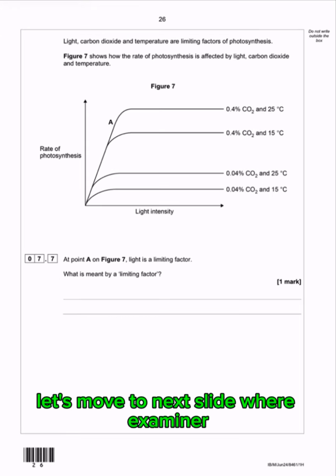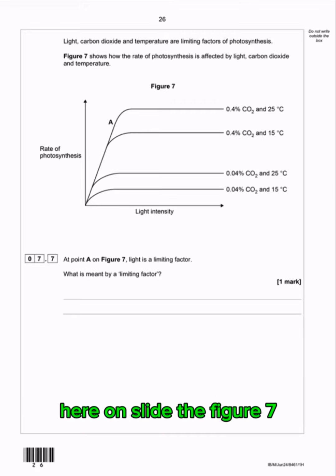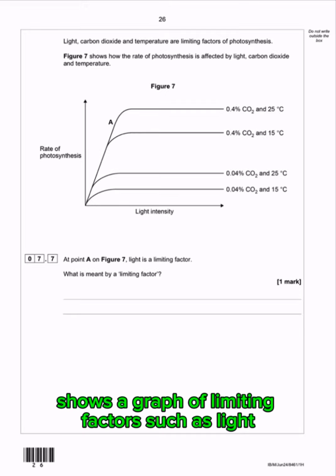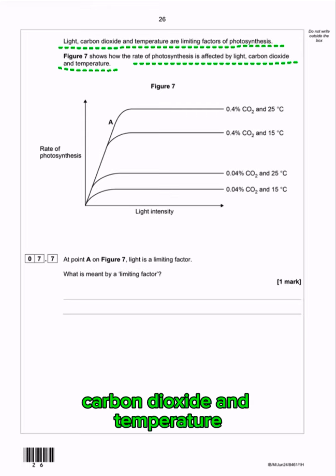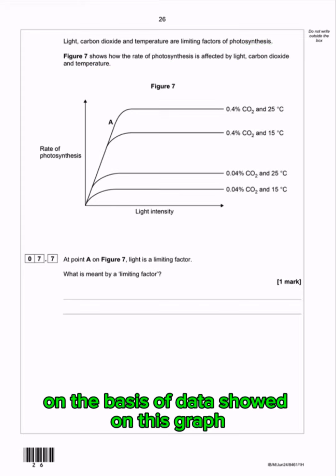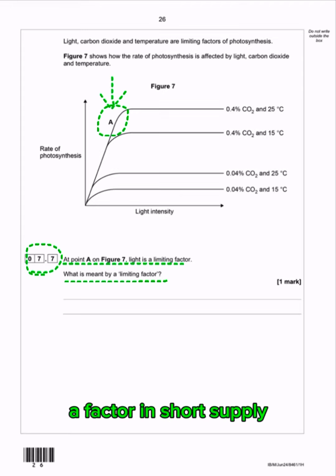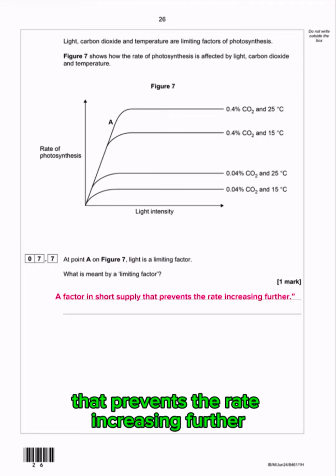Let's move to the next slide, where the examiner checks your data analysis and interpretation skills. Here on the slide, figure 7 shows a graph of limiting factors such as light, carbon dioxide and temperature. The rate of photosynthesis is shown on the y-axis and light intensity on the x-axis. On the basis of the data shown on this graph, question 7.7 first asks you for the limiting factor definition. A factor in short supply that prevents the rate increasing further.